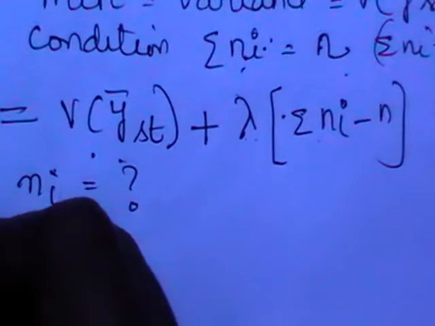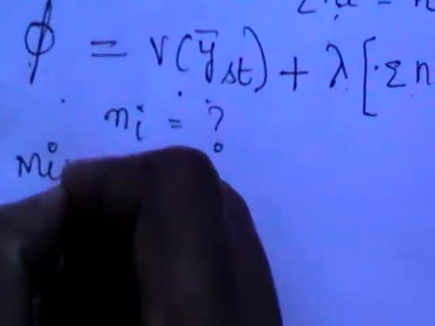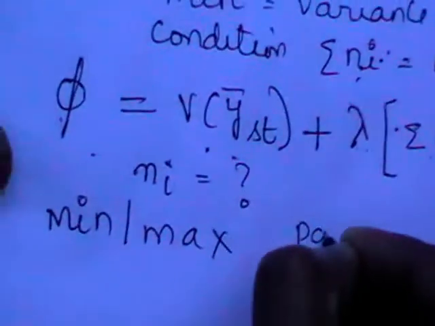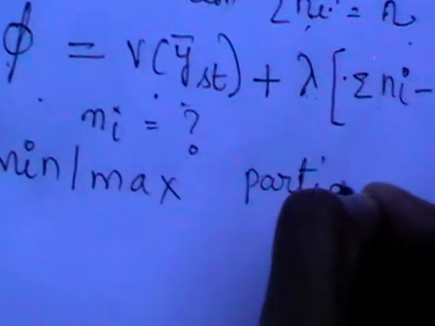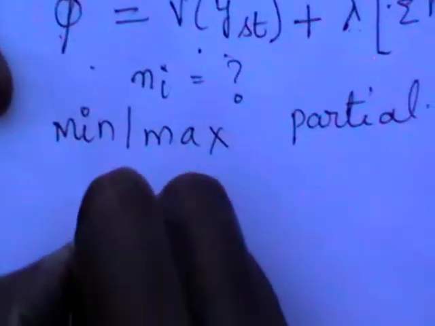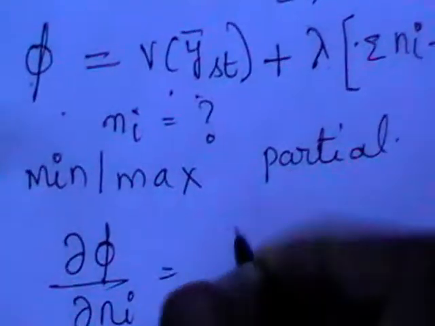For that, you are going to minimize the Lagrange's function. You know that either minimization or maximization involves finding the partial derivatives, equating them to 0, and finding the second derivative. You know this well. So you need to find dou phi by dou ni, which is equal to, what is the formula for variance of y bar st? Please rewrite this.